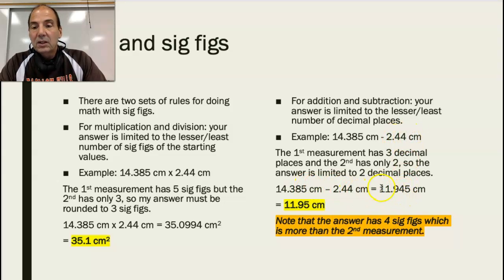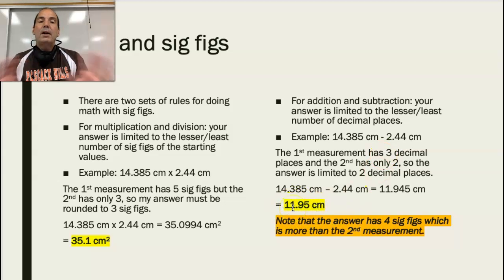So even though when I subtract, I get 11.945, I have to round off at the second decimal place, so it becomes 11.95 centimeters. Okay. Now notice, this had 3 sig figs. My answer had 4. That bothers people. Sorry. But that's the rules for addition and subtraction.